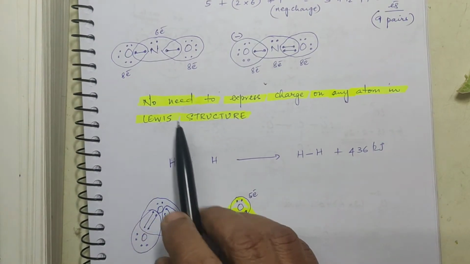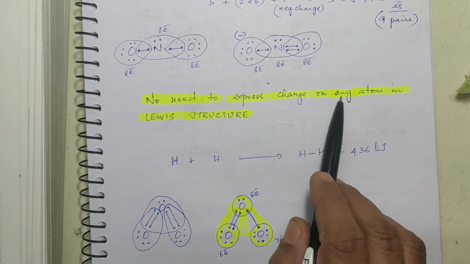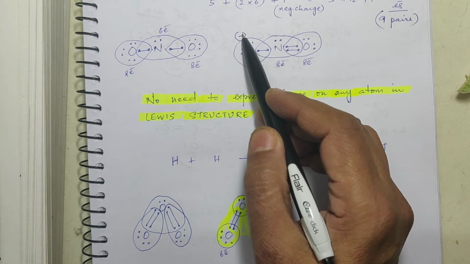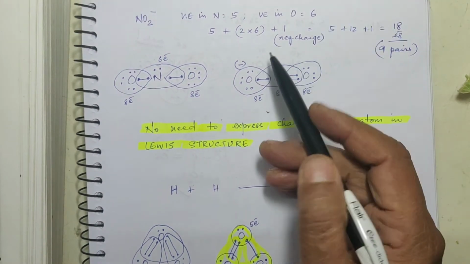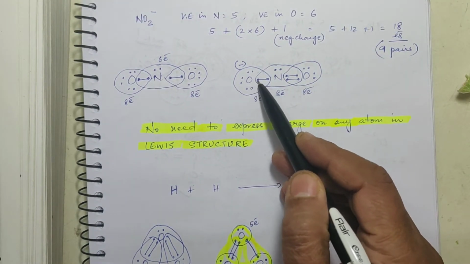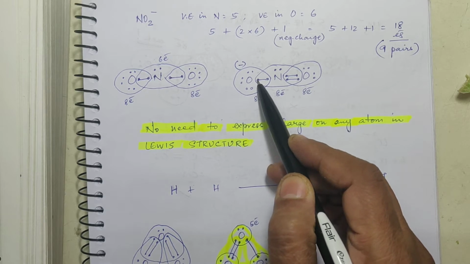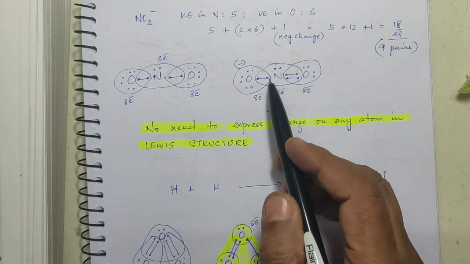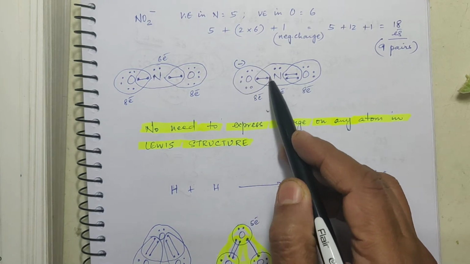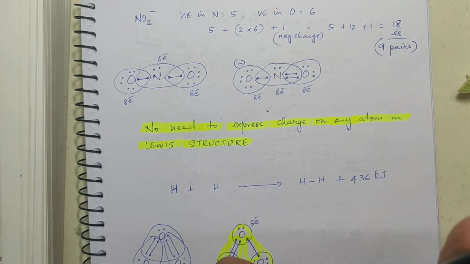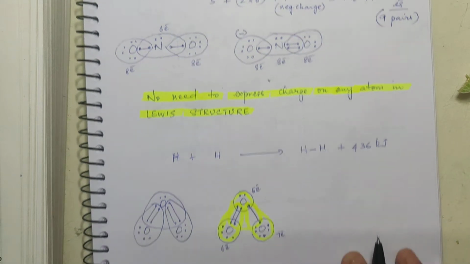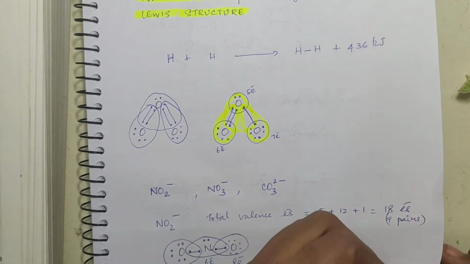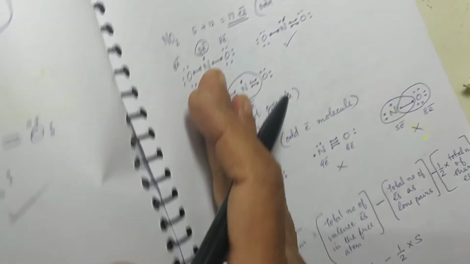Again, remember, there is no need to express charge on any atom in the Lewis structure. I have just shown, just to explain that 2, 4, 6, 7. It is supposed to have 6, but it is having 7. Doesn't matter. Our aim is to have octet configuration around each atom. That is the main aim in Lewis structure. Okay, so that is how you write for NO2 minus.